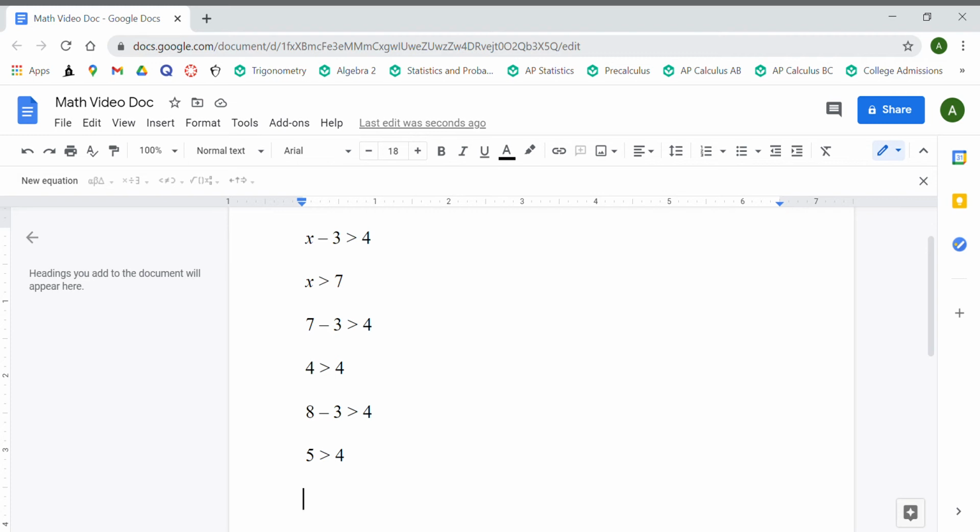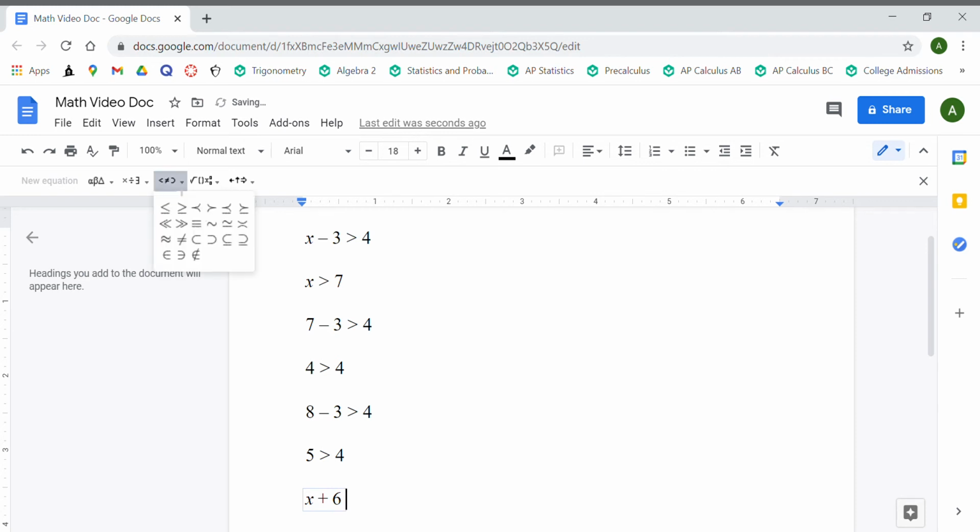Alright, why don't you try one out on your own? How about x plus 6 is less than or equal to negative 2? Why don't you go ahead and try this out? Pause the video, work this out, and then graph the solution. You don't need to check this, you just need to solve and graph.